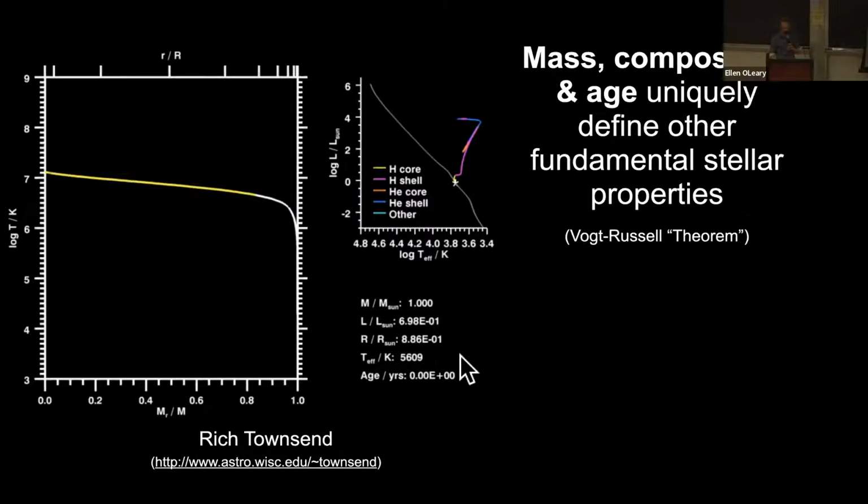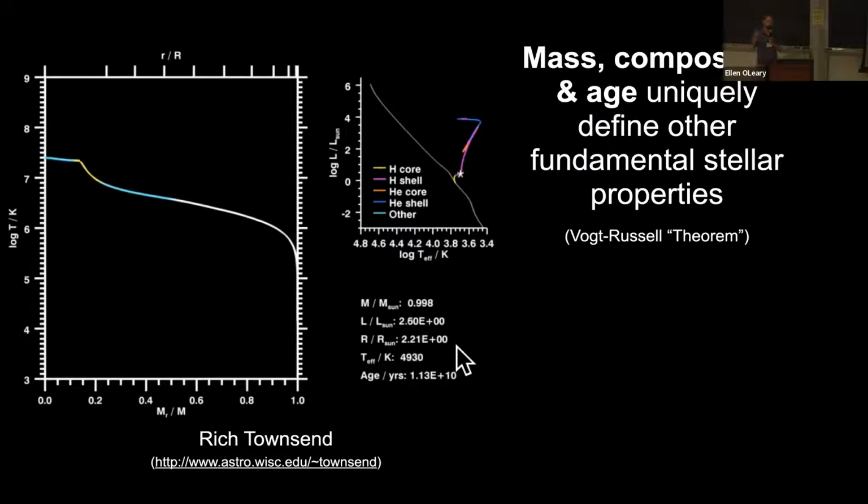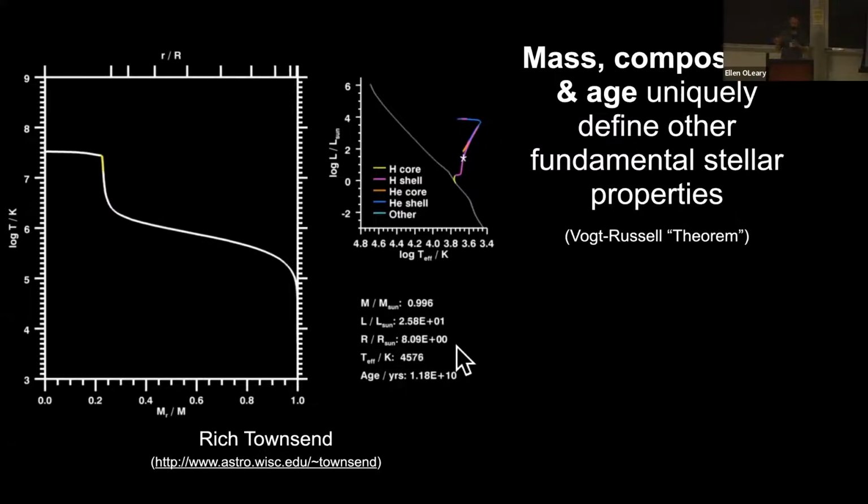But the thing that I want you to keep an eye on are the properties down here. So the mass of the star, the age, and other properties that we might want to know, such as radius, luminosity, and temperature. Given a mass and some initial chemical composition, all we need to do is change the age and we can predict all other quantities. Those three quantities uniquely define the luminosity, the radius, the temperature, and hence the surface gravity and the density.